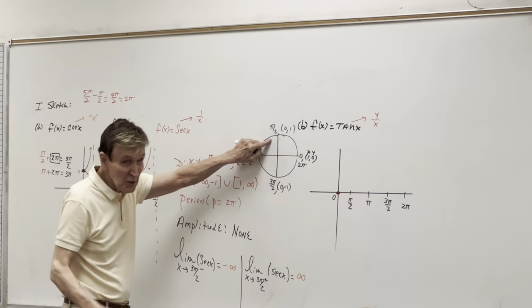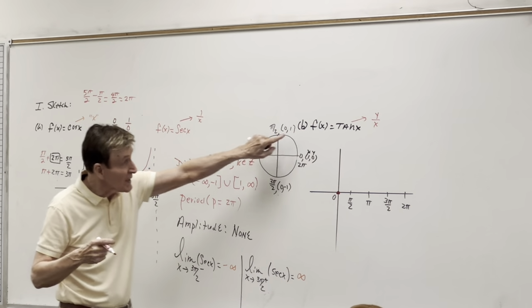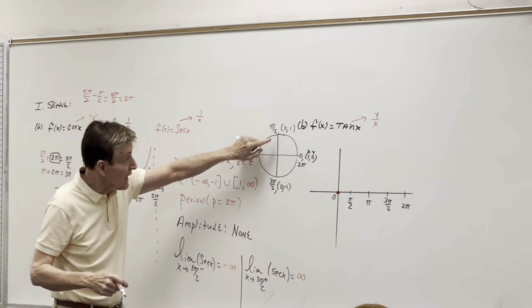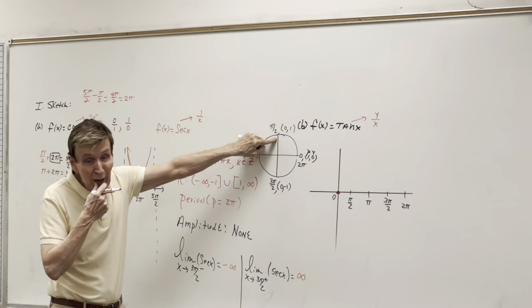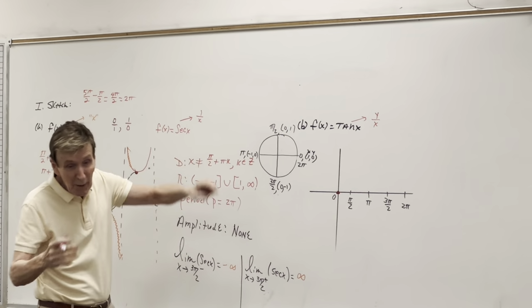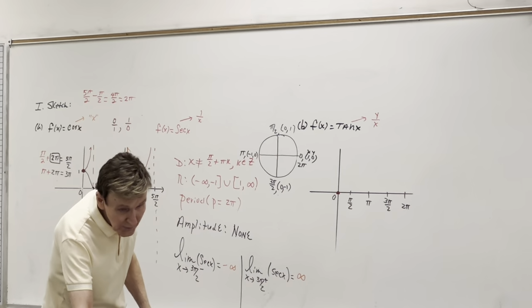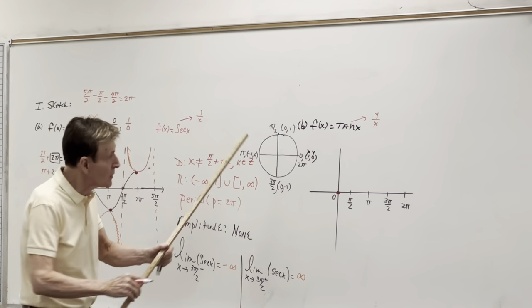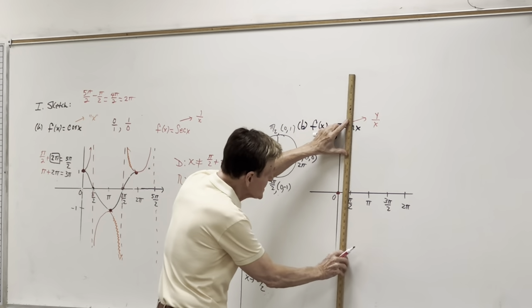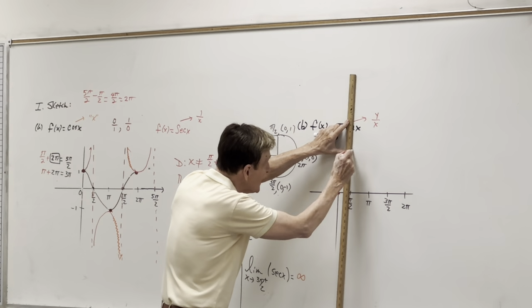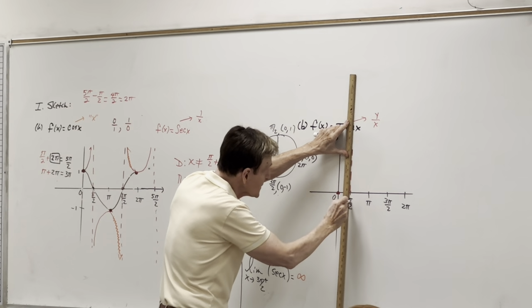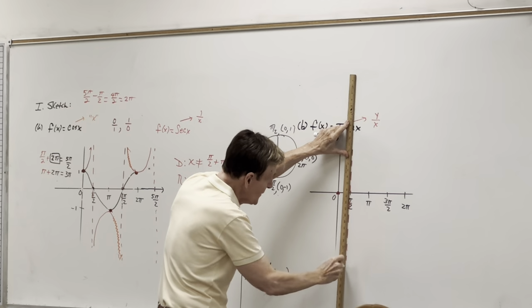When I reach pi over 2, something unusual happens. I'm doing this. That's the definition of tangent. I'm placing y over x. What happens if I place y over x up there? It's undefined. You're placing 1 over 0. So there's an asymptote right here. Vertical asymptote on the graph.